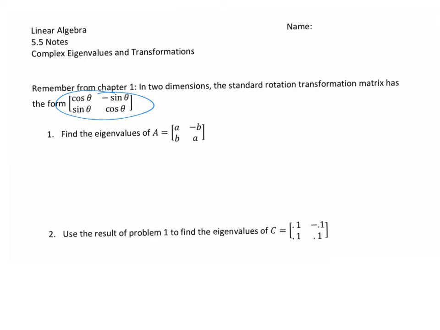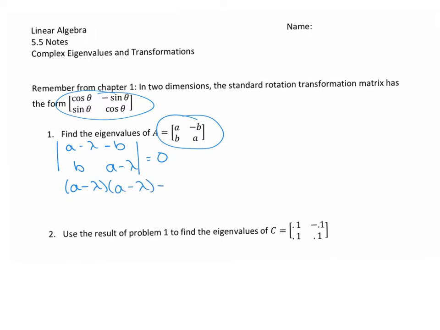So if we take a look at this, but instead of looking at cosine and sine, if we just make it a little bit more generic, a and b, if we find the eigenvalues of this matrix, so if we take a minus lambda, b, a minus lambda, feel free to pause this video and try this on your own if you want to give it a shot. This is going to be minus negative b times b, so plus b squared.